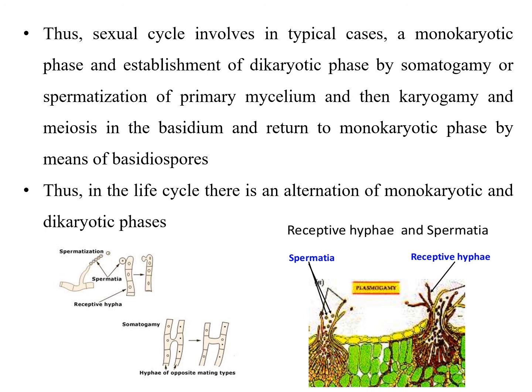These basidiospores will again give rise to the monokaryotic mycelium, which is known as primary mycelium. So the entire cycle revolves around the monokaryotic and dikaryotic nature. The life cycle is an alternation of monokaryotic and dikaryotic phases. This is some introduction about the Basidiomycota.